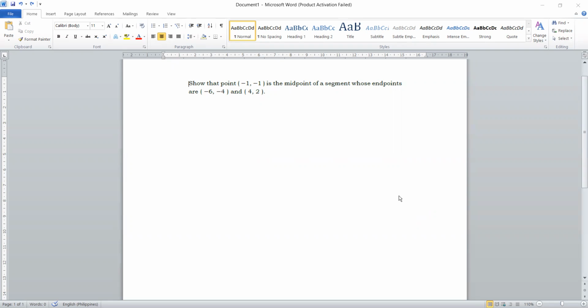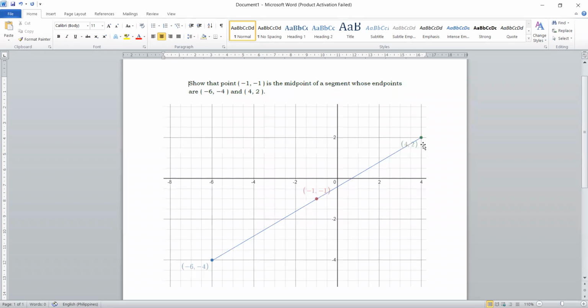So I'll be showing the graph. So this is your graph. So as you can see, it's the midpoint.